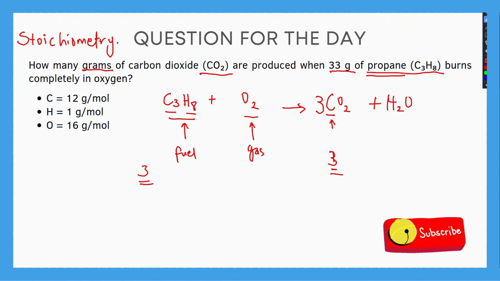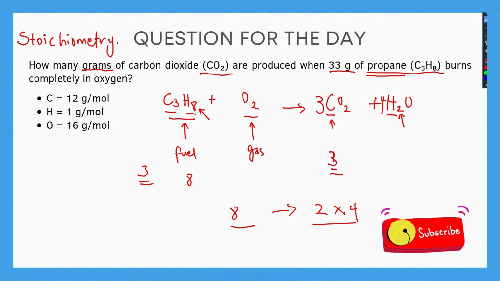On the left-hand side, we have 8 atoms of hydrogen because of the subscript of 8. On the right, we have just 2 atoms of hydrogen because of the subscript of 2. So 8 on the left and 2 on the right means we have to multiply the 2 by 4 to make them equal. That means we put a coefficient of 4 in front of H₂O to balance hydrogen. So now we've balanced carbon and hydrogen.